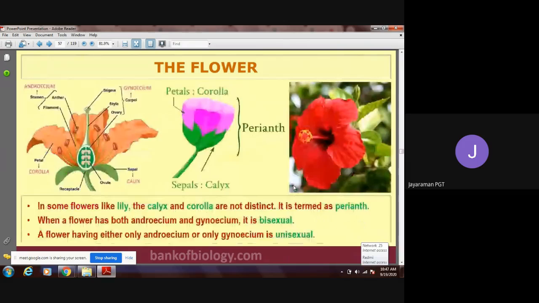Then here you see the perianth, bisexual and unisexual flower. Most of the flowers are bisexual. They have both androecium and gynoecium. Unisexual flowers have either androecium or gynoecium. If androecium only, it is staminate. If only gynoecium is present, it is known as a pistillate flower. So you can make a note of this.